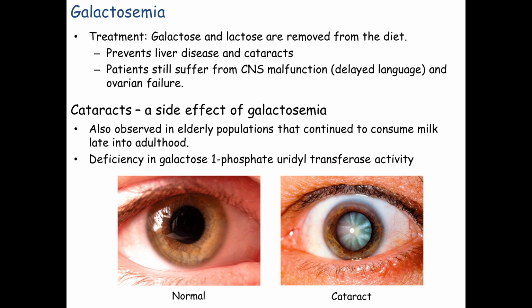And when it does it in the lens of the eye, right, you can't see through it anymore, it's like looking through a stained glass window. And that's called cataracts. It's not the only source of cataracts, but it's one. It's galactosemia, too much galactose in the blood. Right? So elderly patients that continue to consume milk when they shouldn't, this is what happens.